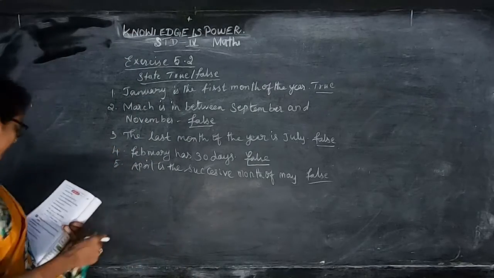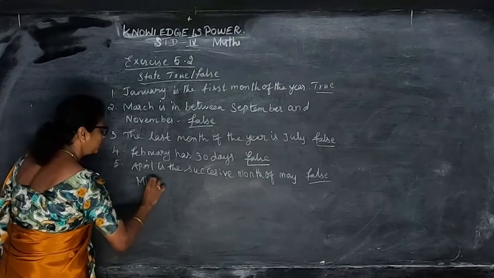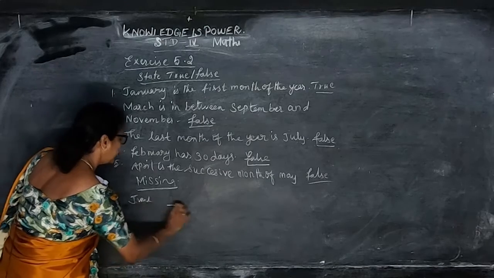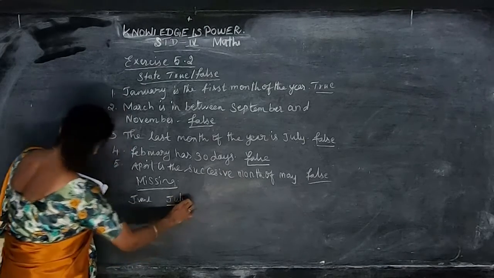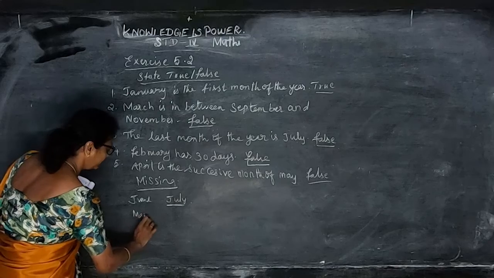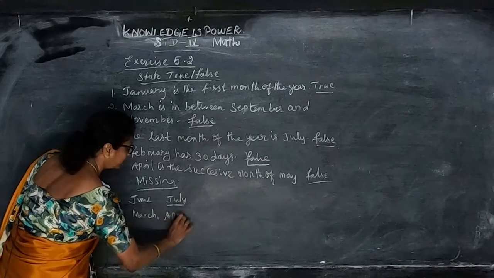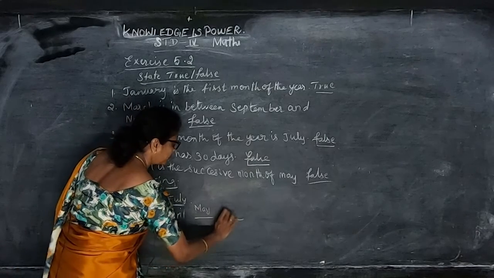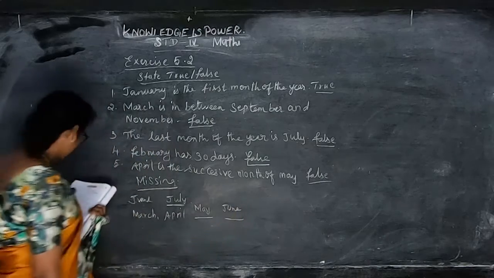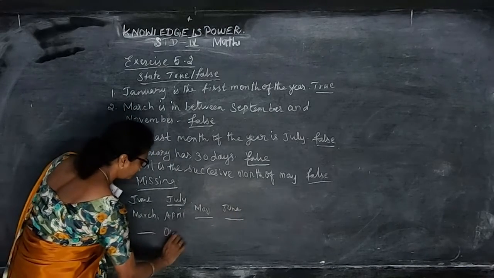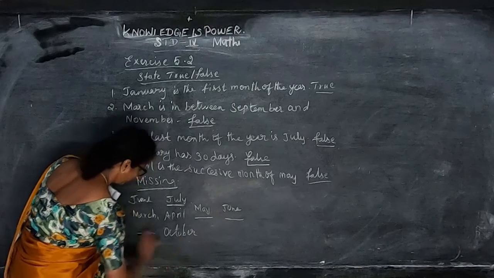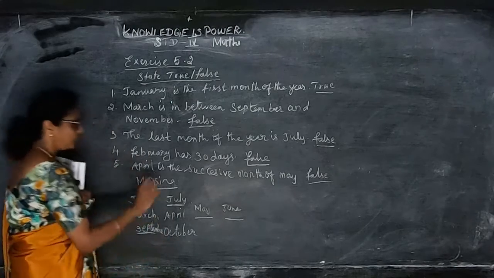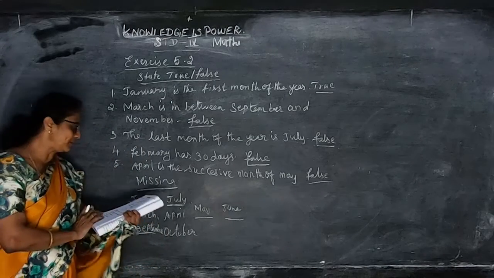Then write the missing month. They are given missing month June, July. They are given June after dash. You can write July. Then March, April, they are given March, April and dash dash. So after March and April, May and June. And after this dash, October and November. So before October you can write September. Okay children, so that's all in exercise 5.2.